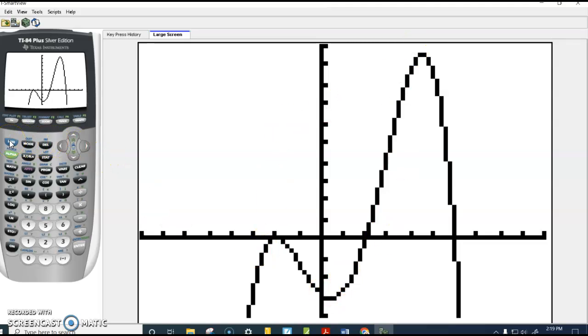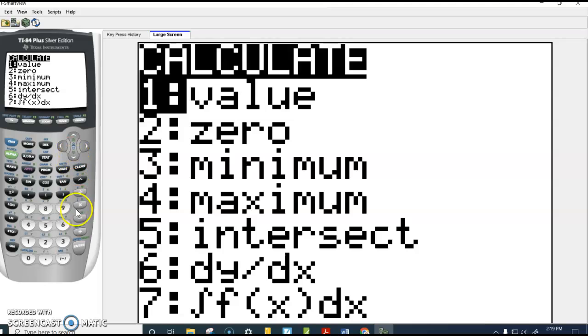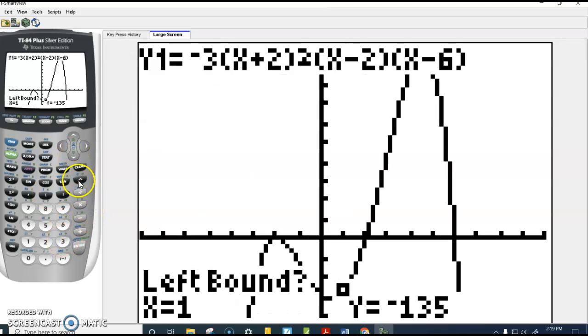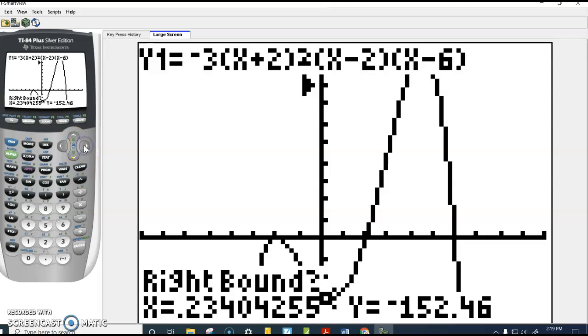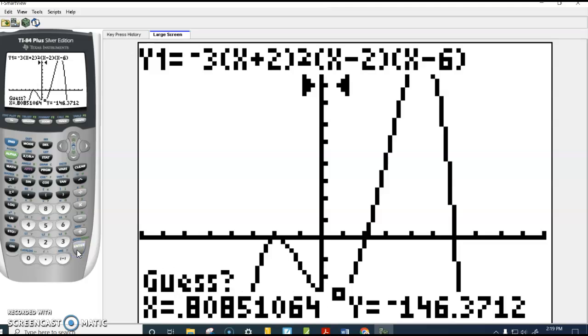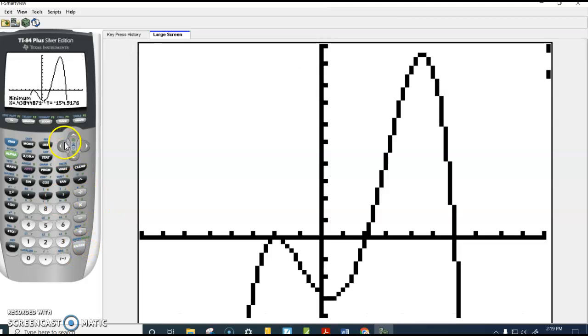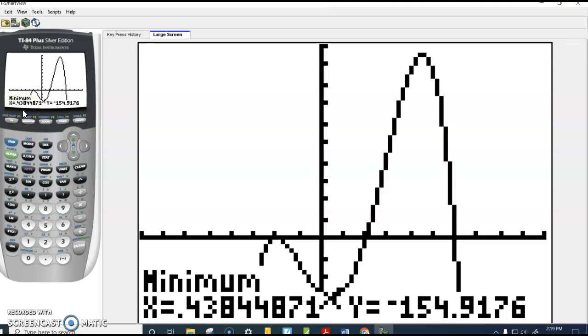So what we're going to do first is try to find out what the minimum is. I'm going to press second, trace, and go to minimum. You can see the blinker in the middle. I'm going to go to the left of that minimum and press enter. I'm going to go to the right of it, press enter, and then press enter again so it can find its min. You're going to see that I have a minimum at 0.43 and negative 154.9.